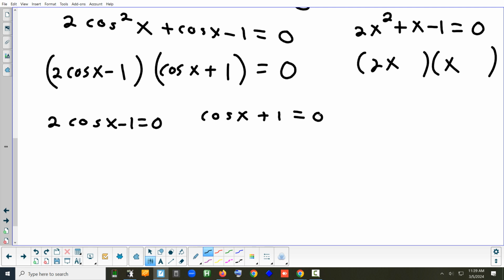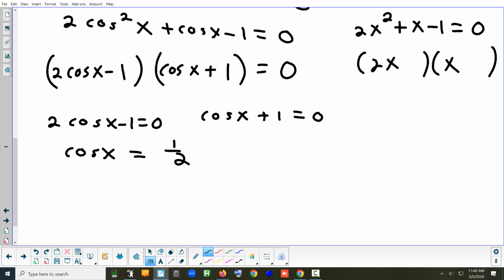How do we move the negative 1? Add it. And how do you move the 2? Divide. So what's going to be on the other side when we add the 1 and divide by 2? 1/2. Now, that's very similar to a problem you had in the homework last night. Now you need to get rid of cosine. What do you do on each side to get rid of cosine? Yep, the arc cosine or inverse cosine.